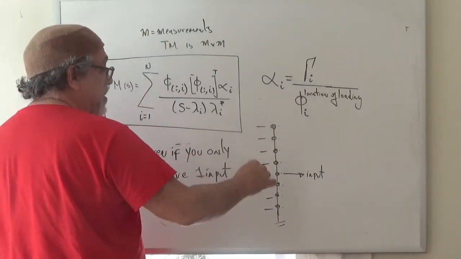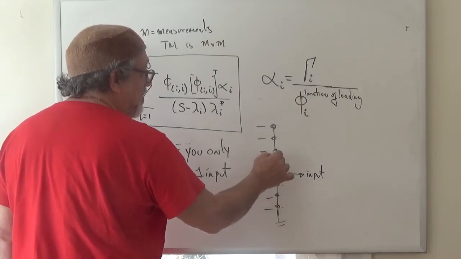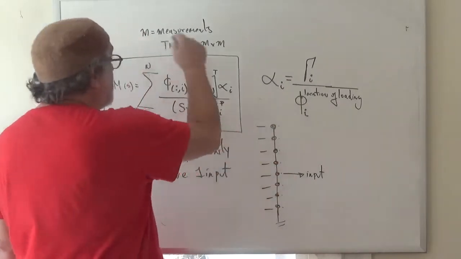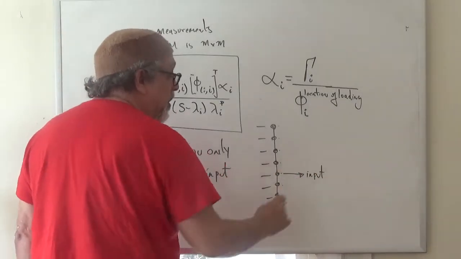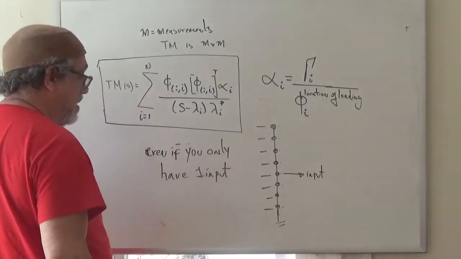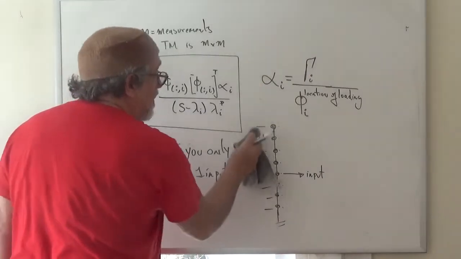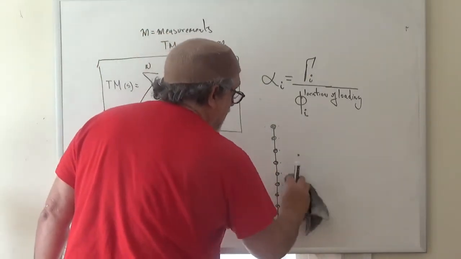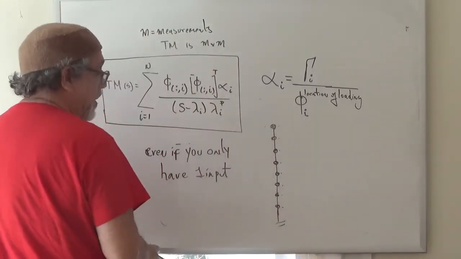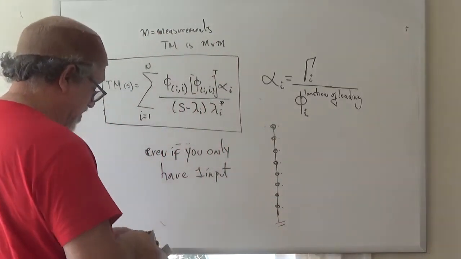Because I'm going to get something that is an 8 by 8 transfer matrix, right? Instead of an 8 by 1 transfer matrix in the original case. That's huge importance.